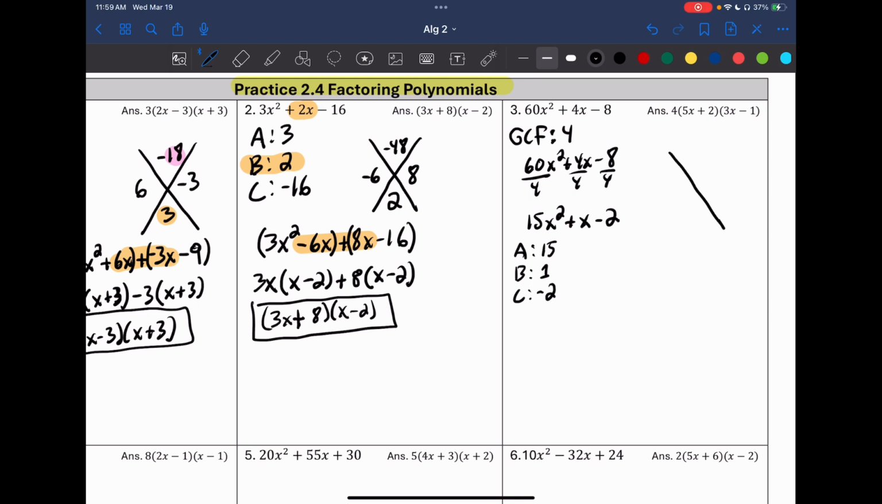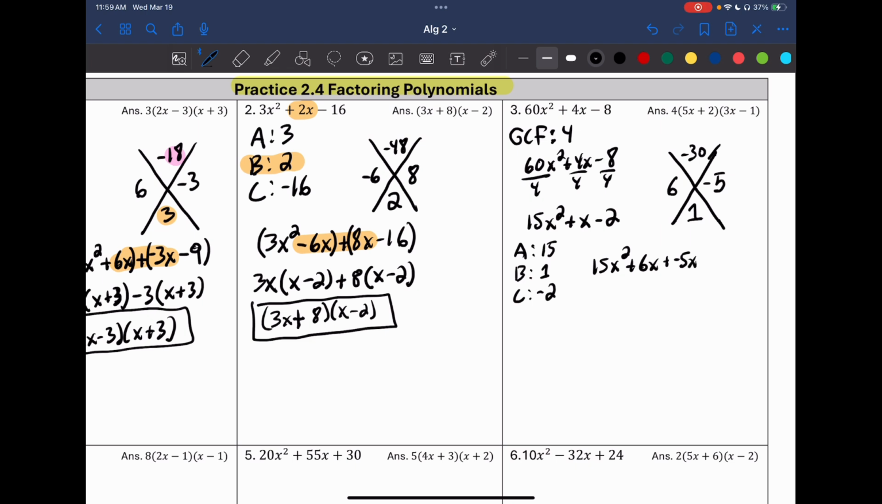We want to make our magic X. A times C goes on the top, so it's negative 30. B goes on the bottom, that's 1. We want to find two numbers that multiply to negative 30, add to 1. It's going to be 6 and negative 5. And now we're going to write that out. We're going to replace the b terms. We're going to say 15x squared plus 6x plus a negative 5x.